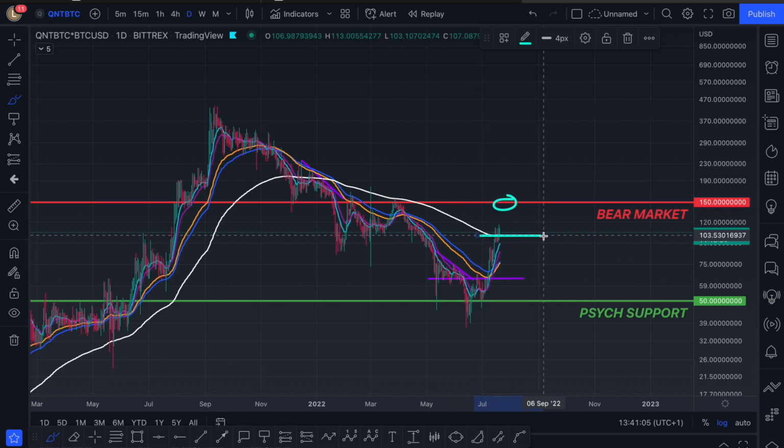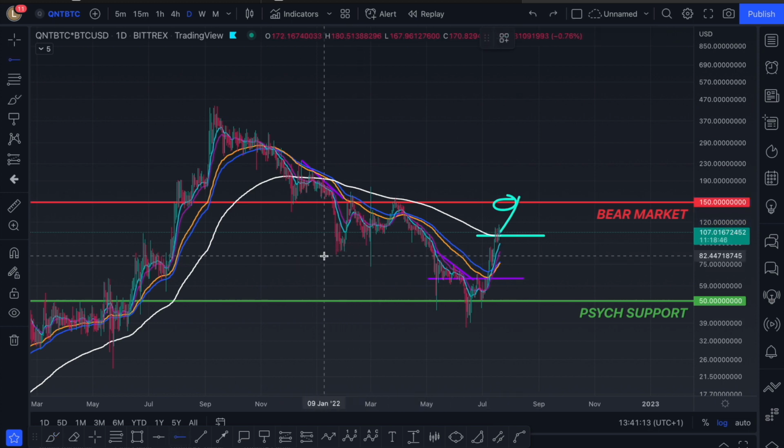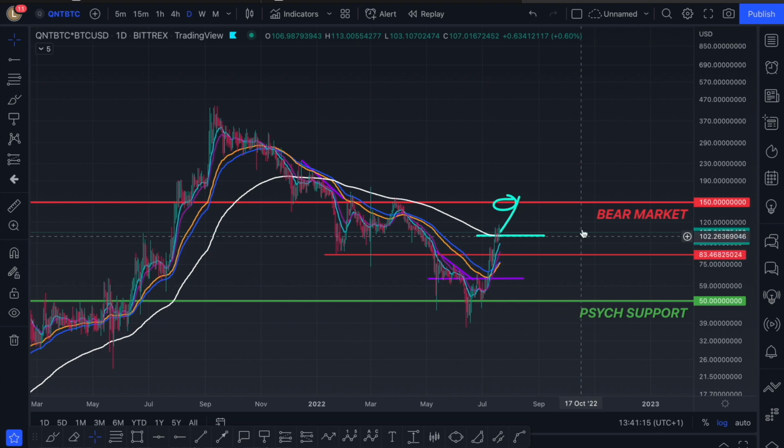Although this is a key resistance and we should actually come down, the bulls can just push us up. Reason being, we reclaim that $83 low, we reclaim that low there, so we're trapped in this range. Or you can say $50 is the support, 150 is the resistance, and $83 is sort of your midpoint, your mid resistance, your mid support.